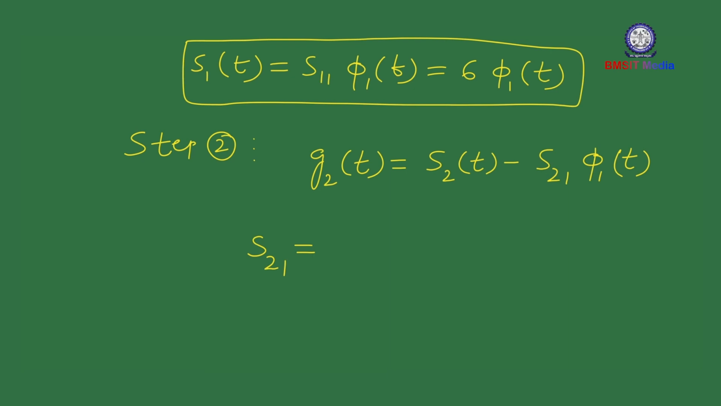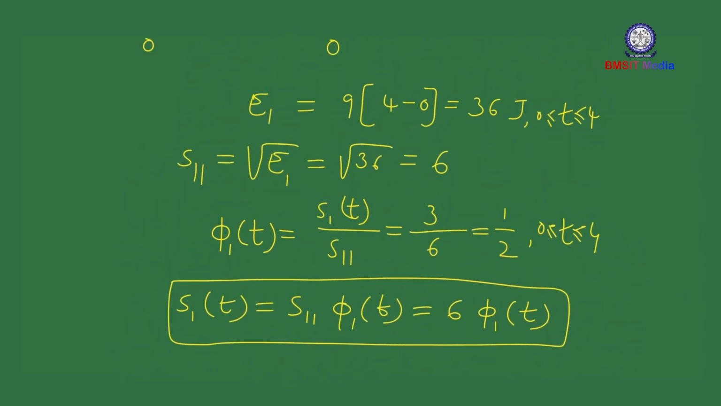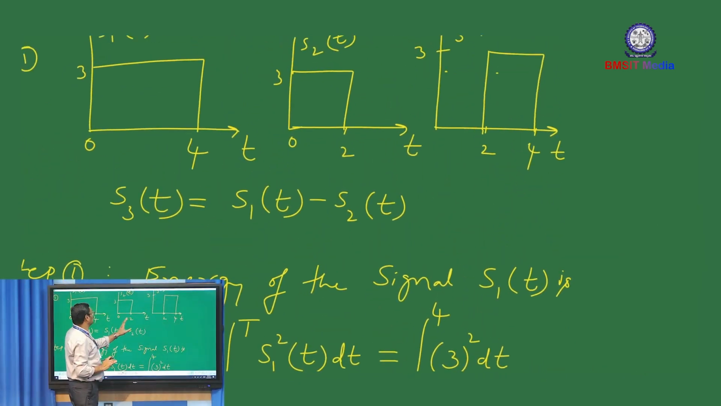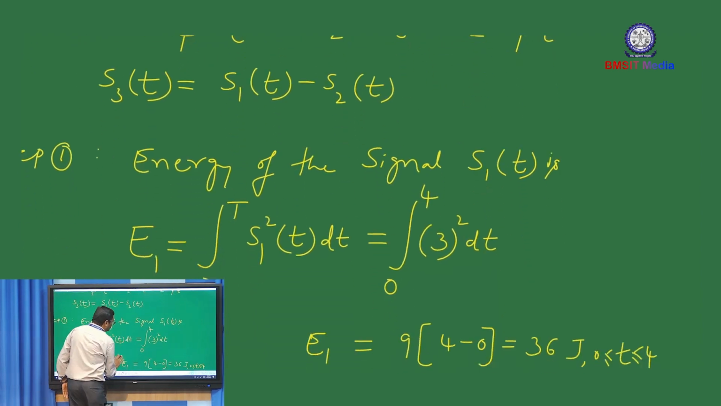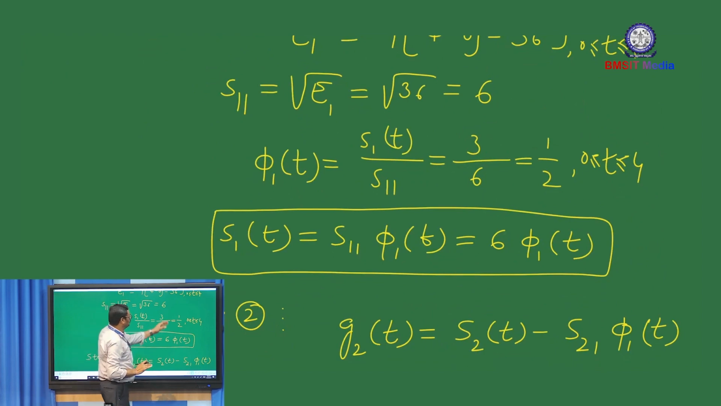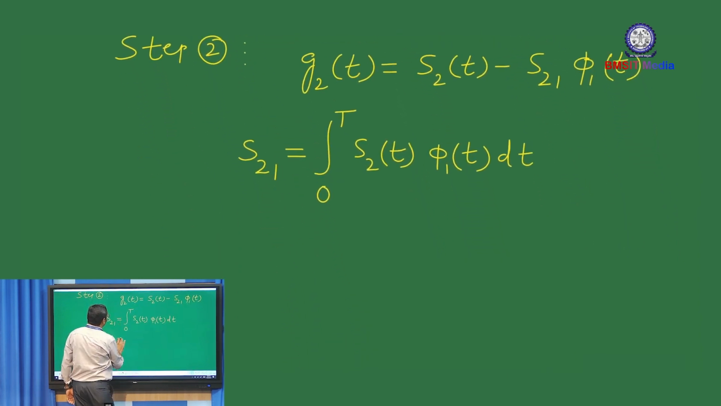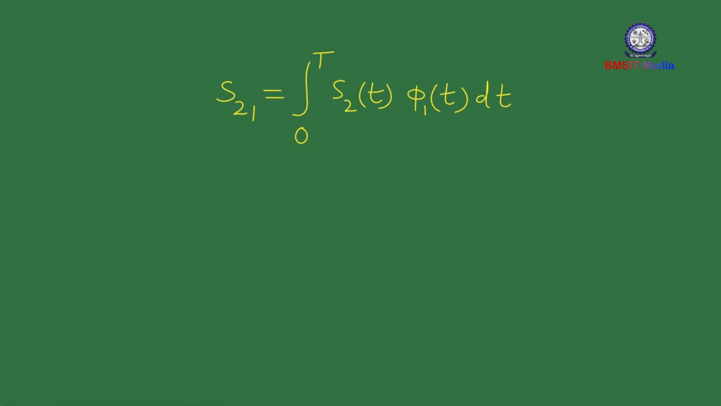So S21 is equal to integral 0 to t of S2 of t pi 1 of t. So S2 of t exists over what interval? It exists from here. You can find out. Yeah, S2 of t exists over interval 0 to 2 with a magnitude of 3, and pi 1 of t value is 1 by 2 over the interval 0 to 4, and now I can write what is S21.